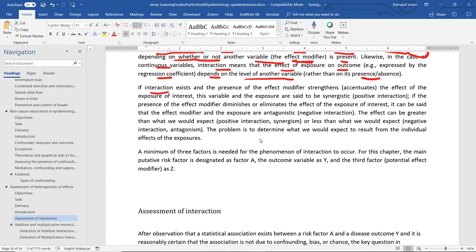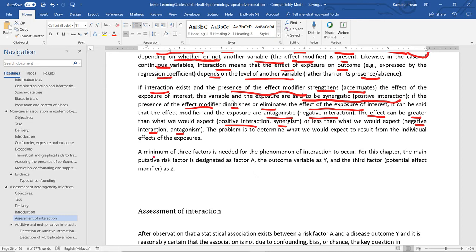If interaction exists and the presence of the effect modifier strengthens or accentuates the effect, this is said to be synergistic or positive interaction. If the presence of the effect modifier diminishes or eliminates the effect of the exposure, this is called antagonistic or negative interaction. So again, the effect can be greater, positive interaction or synergism, or lower, negative interaction or antagonism.